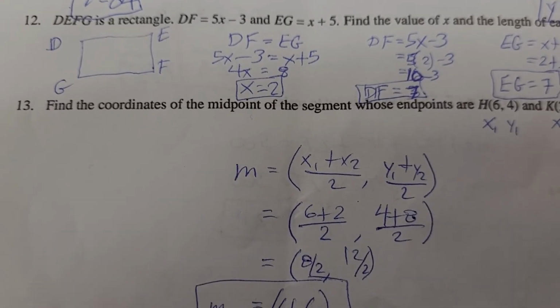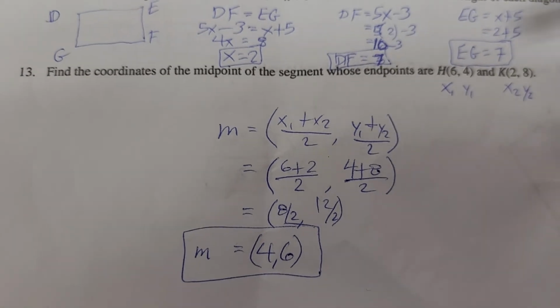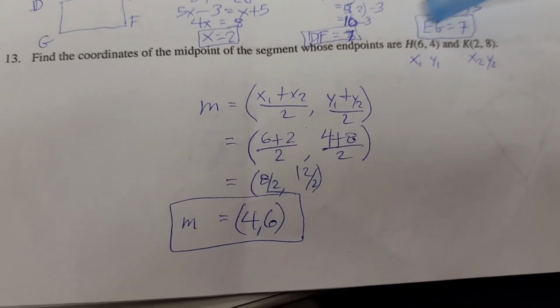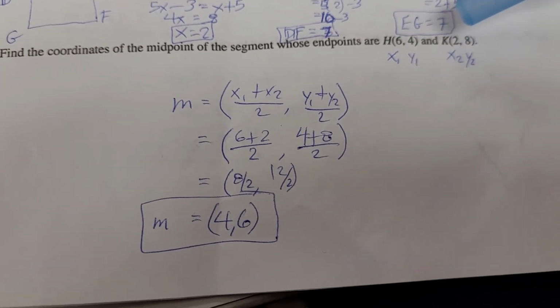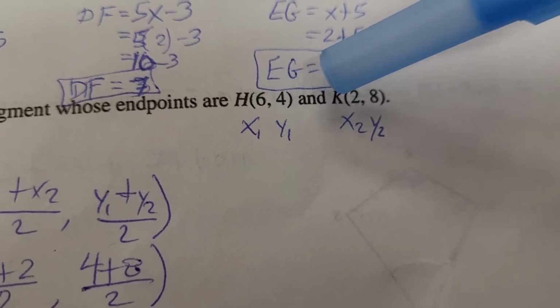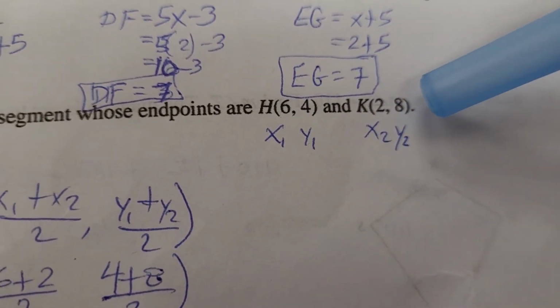Okay, so 13. Find the coordinates of the midpoint of the segment whose endpoints are H and K. H is (6, 4) and K is (2, 8). So remember, the first thing you have to do is label your points. My first one is x1, y1, my second one is x2, y2.